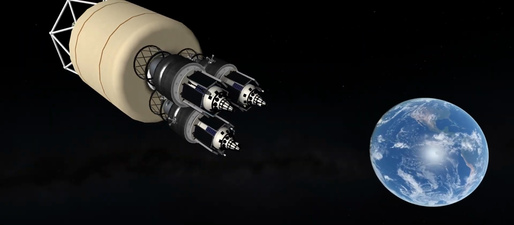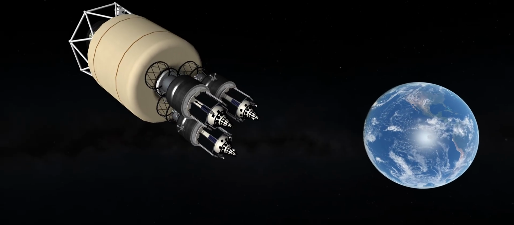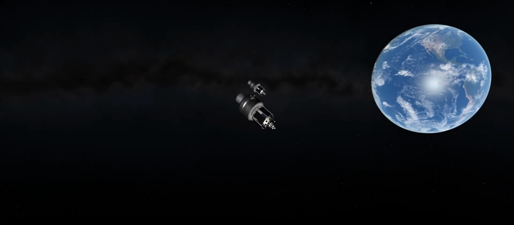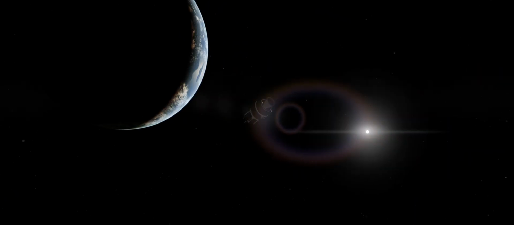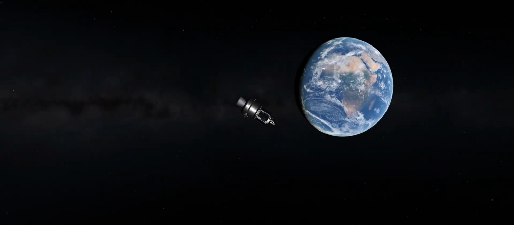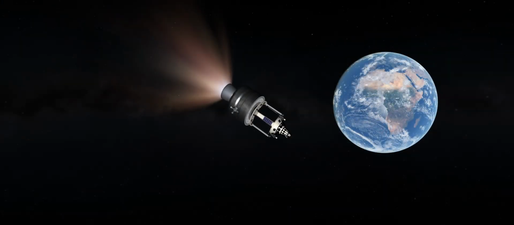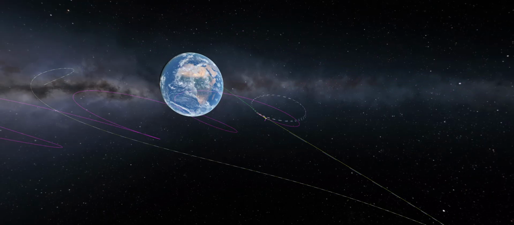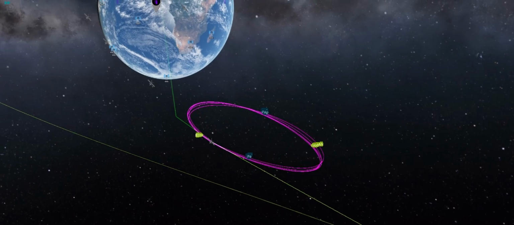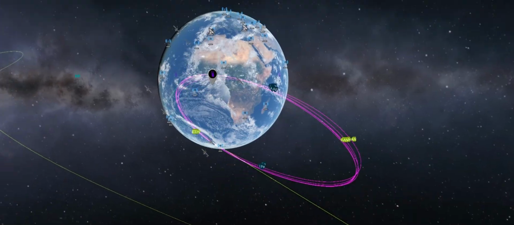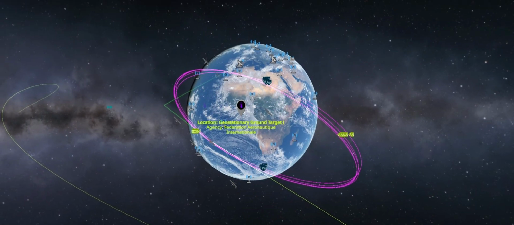From here, the communication satellites now depart from the carrier, and each will have to perform a final 630 meter per second circularization burn over their designated targets. First up, GeoNet 1. It completes a successful insertion, and now services its target over Africa.